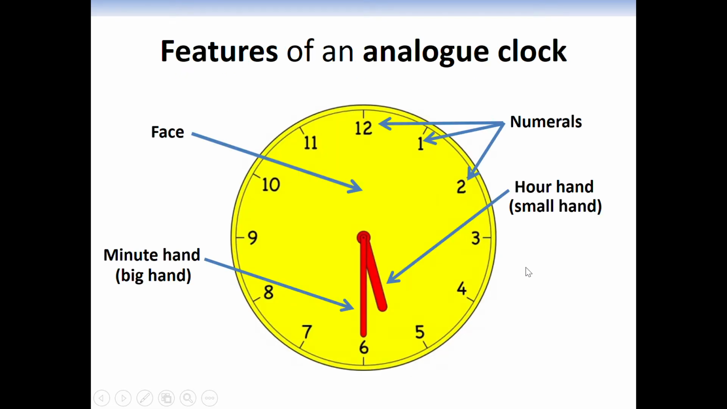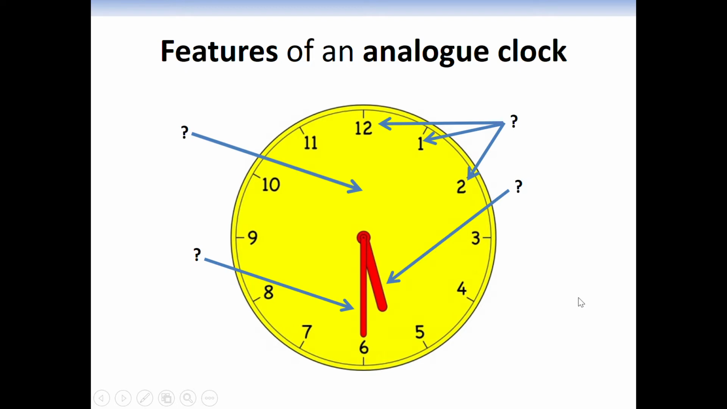The features of an analog clock are shown here. We have the face, numerals around the outside, the hour hand, which is the small hand, and the minute hand, which is the big hand. Take a moment with your learning buddy to pause the video here and see if you can point out the features of an analog clock.